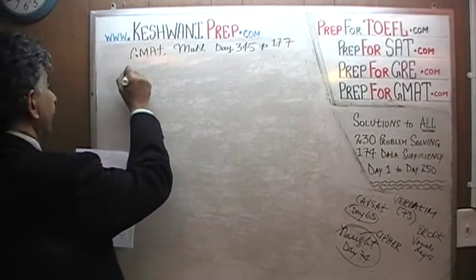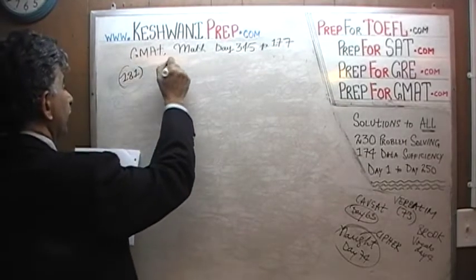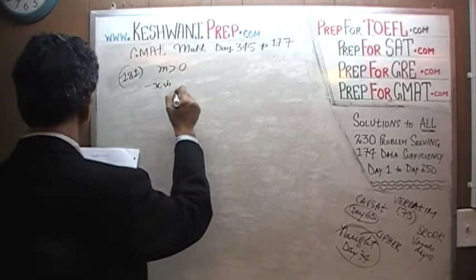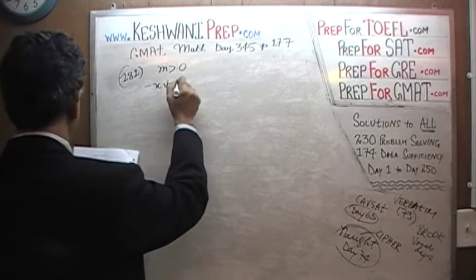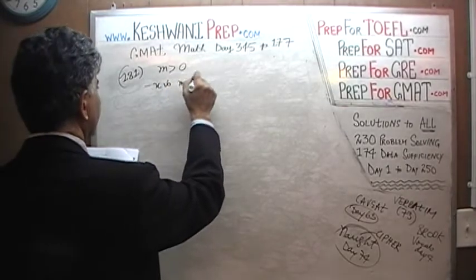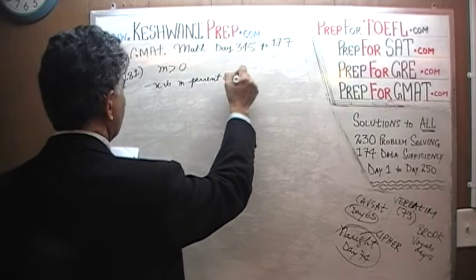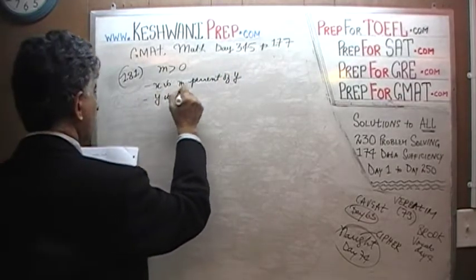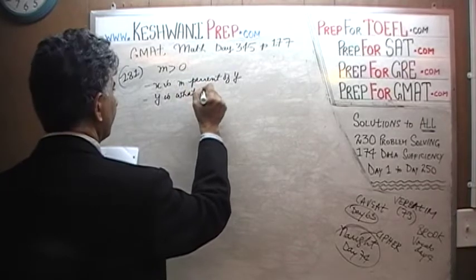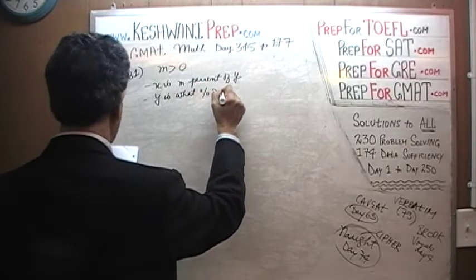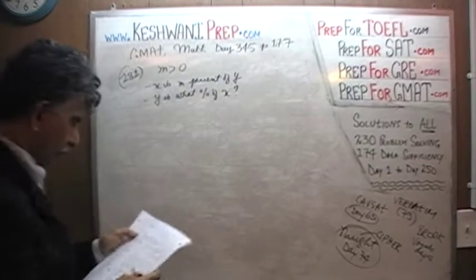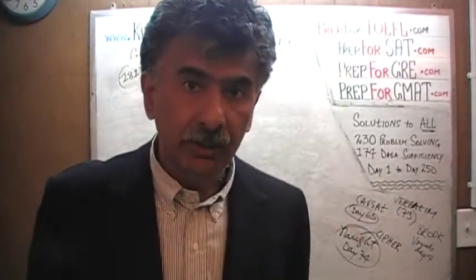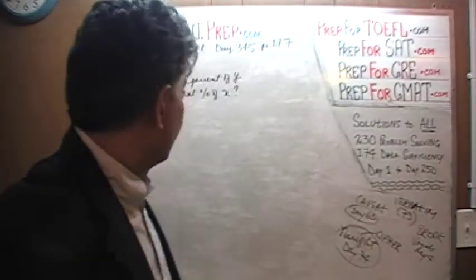Number 181. In number 181, we are told that m is positive. We are told x is m percent of y. Question is, y is what percent of x? Now listen, there are two ways we can go about this problem. As always, there are two ways we can go about it. One is the traditional way, because it's an algebra problem.